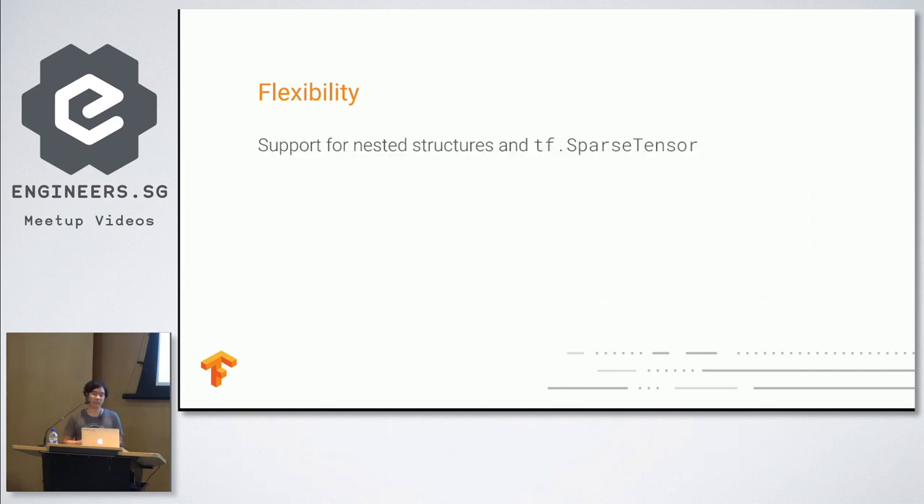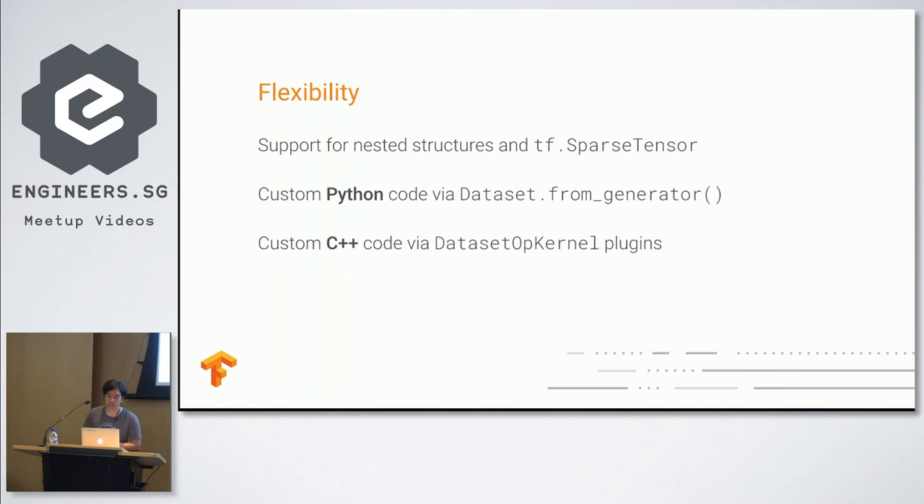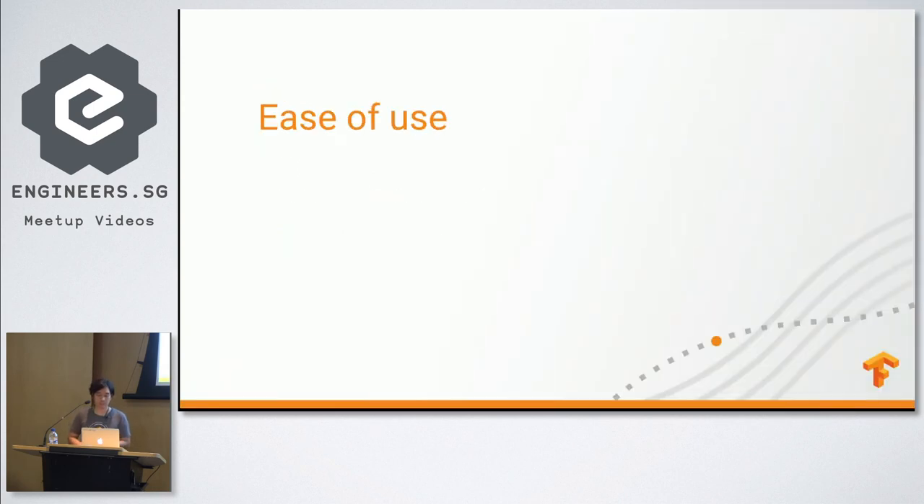Also, now it supports nested structures like dictionaries, and it also supports sparse tensors. And if you don't want to write the function using TensorFlow, you can also write your function using Python instead. You can do this with dataset.from_generator, which will take a Python function, not TensorFlow code. But of course, the performance wouldn't be as good as the one that you define with TensorFlow code. And lastly, if you're a hardcore guy, you can also write your custom op kernel using C++, right?